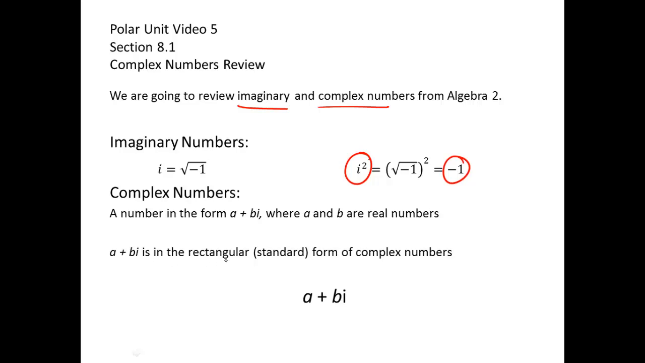So a plus bi is the rectangular form if it looks like this, a plus bi, where a is completely real, b is a real coefficient, but bi is the imaginary part of a complex number. If you write a number 5i plus 3, that is not in the correct form. You would have to rewrite that as 3 plus 5i. That tells us that 3 is the real piece and 5i is the imaginary part.